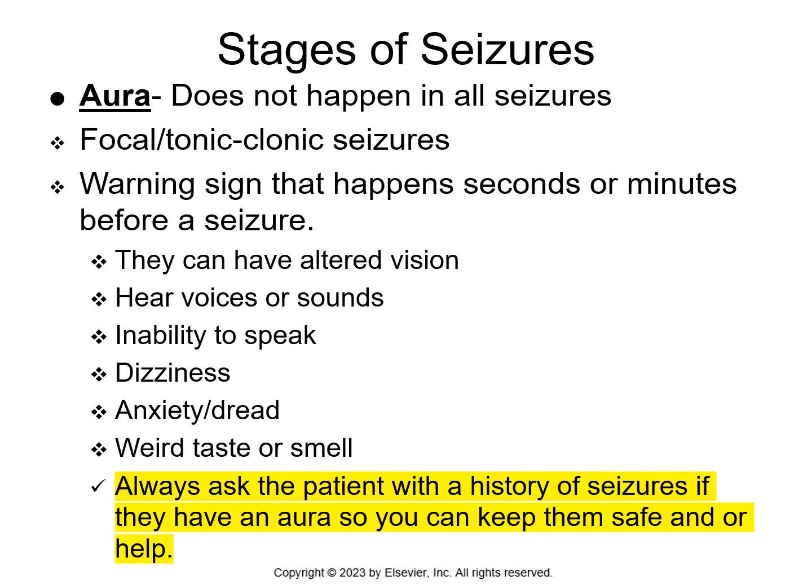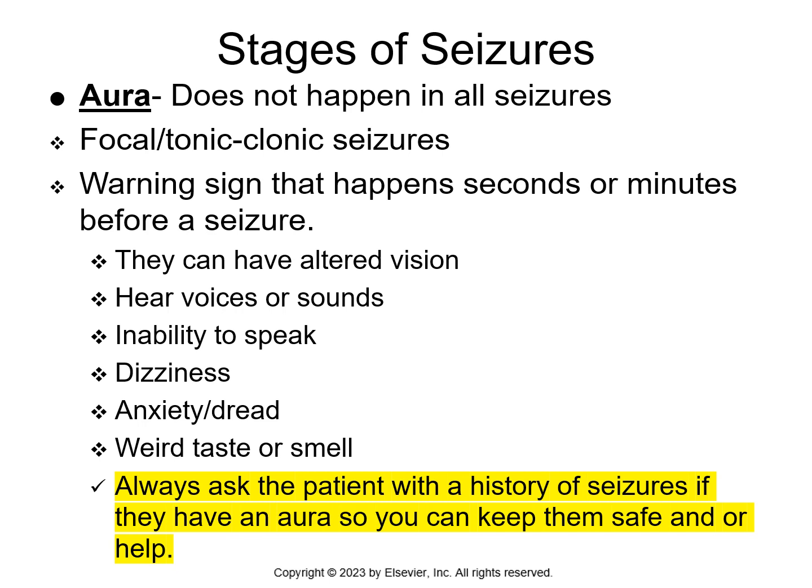So the next stage of seizures is aura. It doesn't happen with all seizures, just so you know. We see it with focal seizures, tonic-clonic seizures. It's a warning sign that comes seconds to minutes prior to the seizure. They can have altered vision, see spots, hear voices or sounds that aren't present, inability to speak at all, dizziness, anxiety, dread, impending doom, or a weird taste or smell.